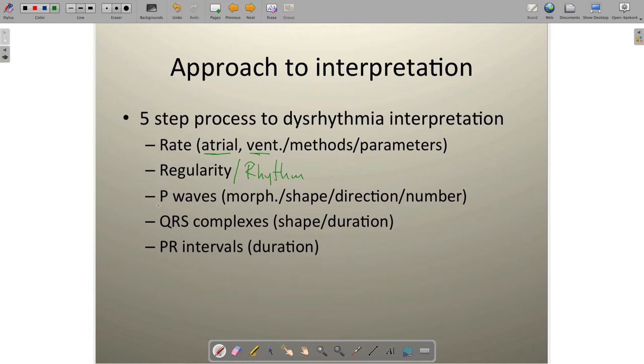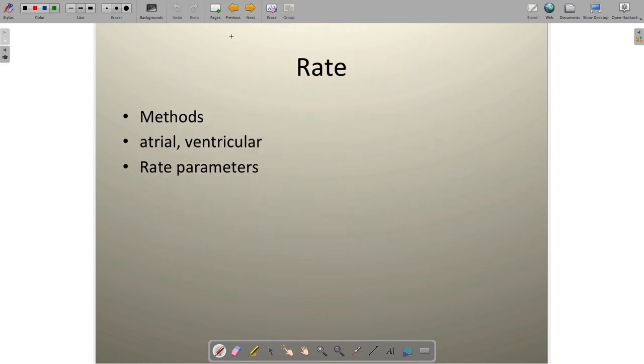So you kind of have to commit this to memory. Every time you approach the EKG, you're going to find the rate of the atria and the ventricles. You're going to look for the regularity of the rhythm. You're going to look for P waves, their shape, how many, and what direction they're depolarizing in. Look at the QRS complex shape and duration and the PR intervals. So let's get right into it. The best way to do this is to look at a bunch of traces and get some practice.